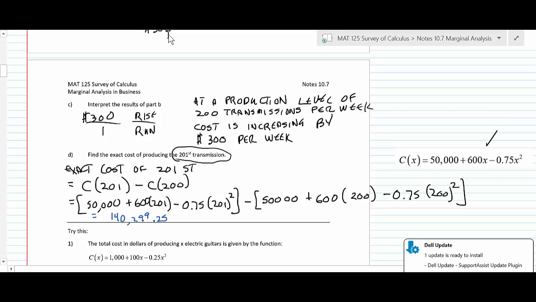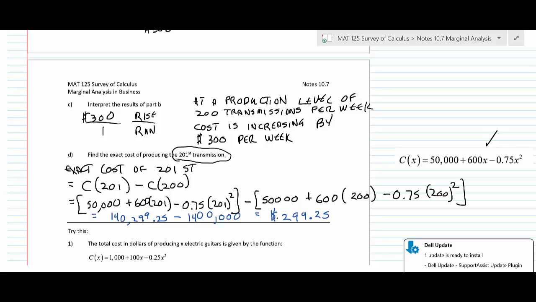Did you guys get it already? Yeah. Okay, let me just make sure. Okay, I am getting 140,000. Does that look good? Okay, and then what you would do is just subtract those two numbers now. So that is giving $299.25 like that. Okay, so that's the exact cost of producing that 201st transmission.